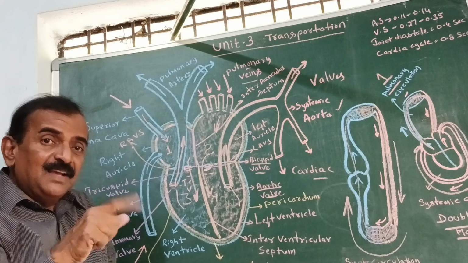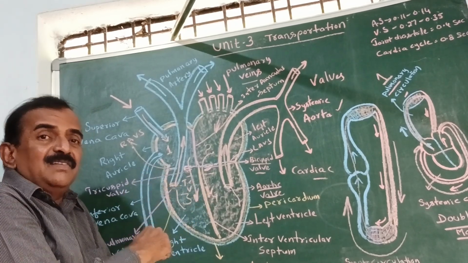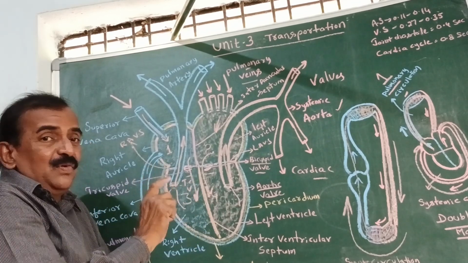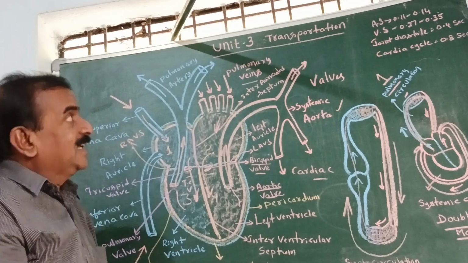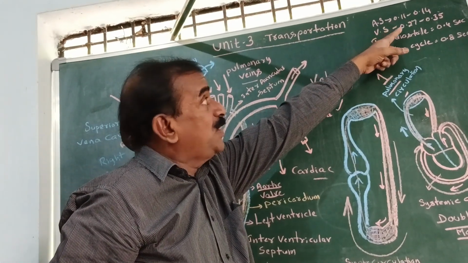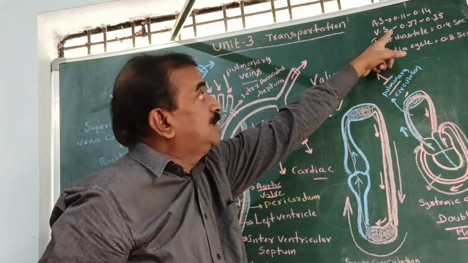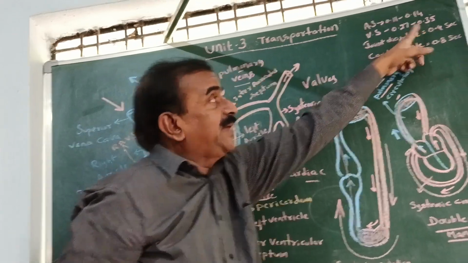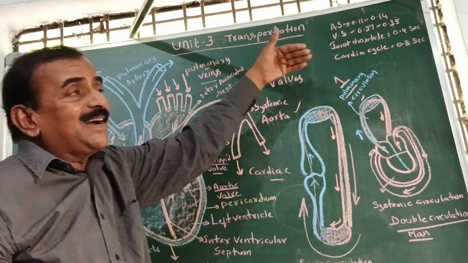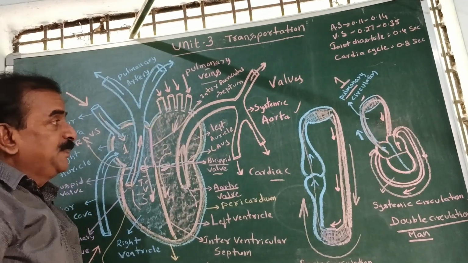So one contraction, one relaxation. Here the auricles contract and the ventricles contract, and then we see a joint diastole, and we call them a cardiac cycle. One cardiac cycle consists of auricular systole, time period 0.11 to 0.14 second; ventricular systole, 0.27 to 0.35 second; and joint diastole, 0.4 second. The total cardiac cycle time is about 0.8 seconds.